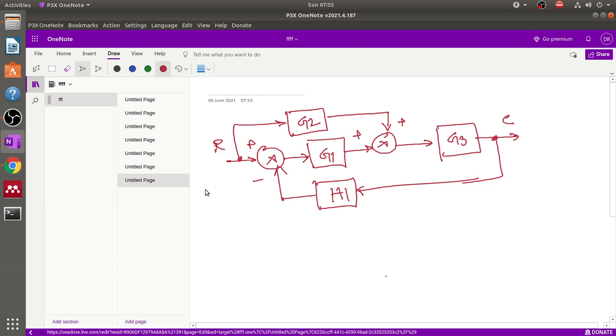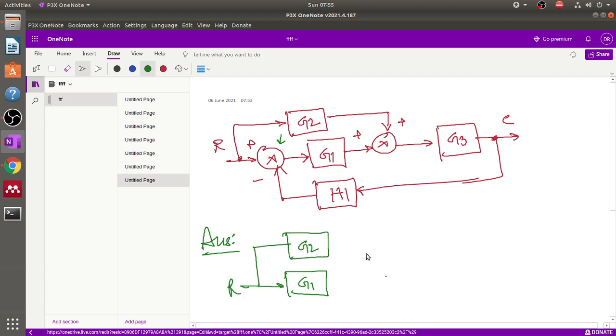So first of all, in this problem there are three gains available, and these are the summing points. Our first objective is to shift this summing point. I again repeat: shift the summing point before the block G1 to a position after the block G1. So what will we do? G1 comes first, then G2 is here, this is the signal R. Then this summing point is shifted from here to here.